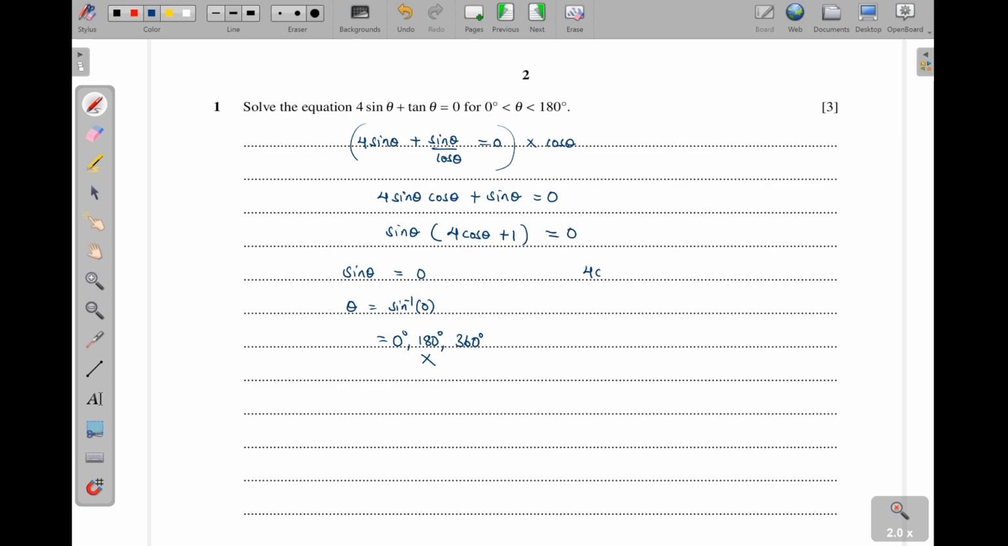Then I can get this one here, 4 cos theta plus 1, I equate it to 0, and then cos theta becomes negative a quarter. So theta will be equal to the arc cos of negative a quarter. So when you put this one in the calculator, you are going to get the obtuse angle. Then to get the other angle, you will get 360 minus what you have gotten.